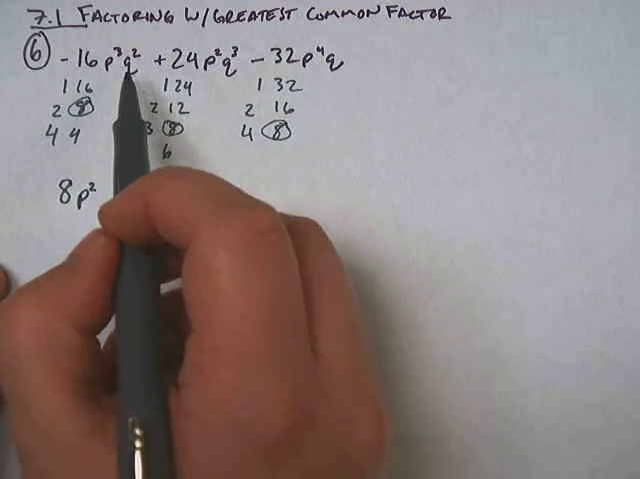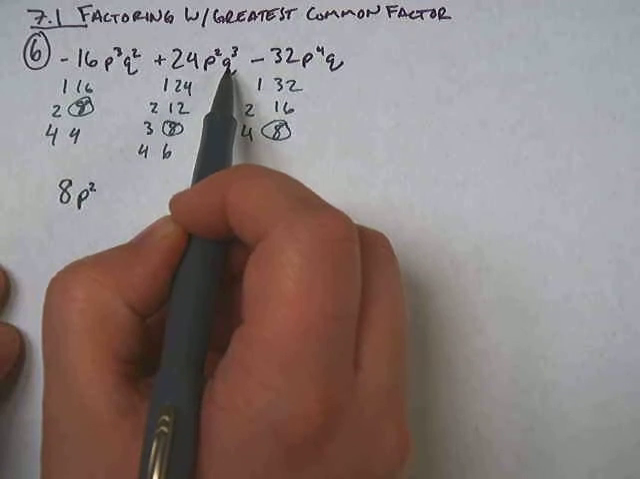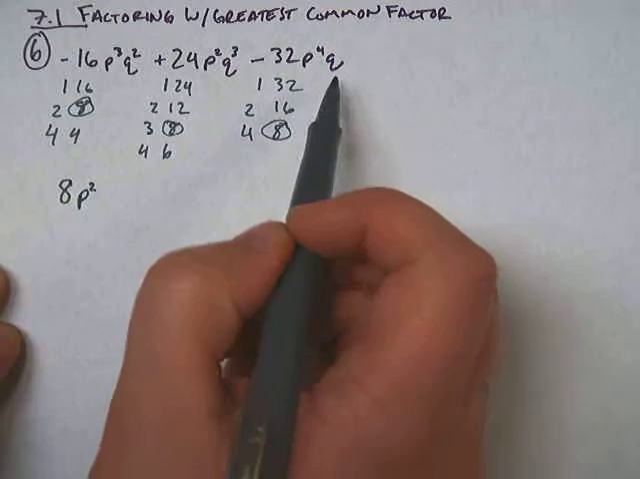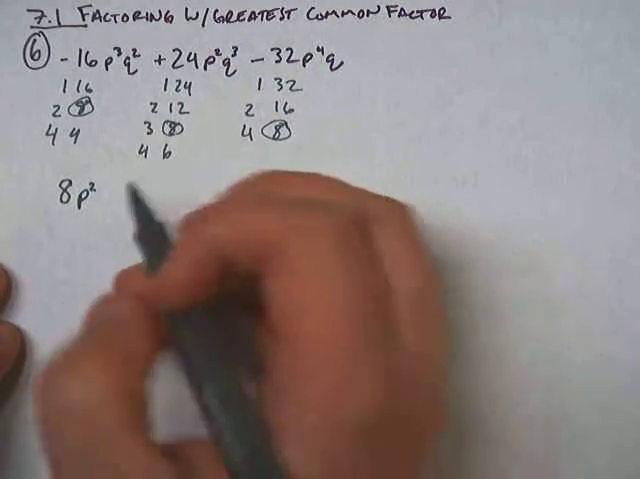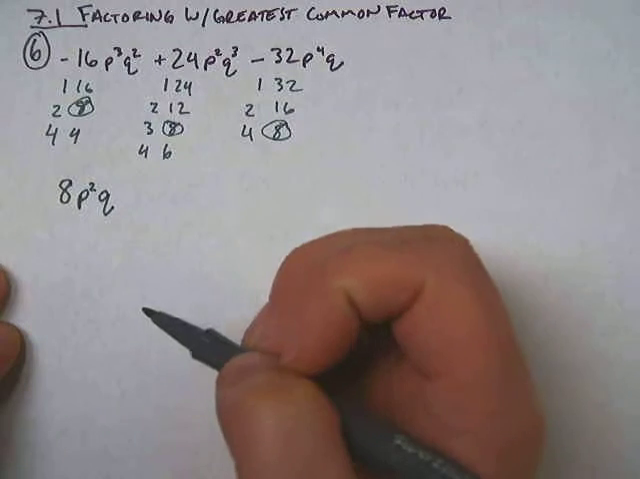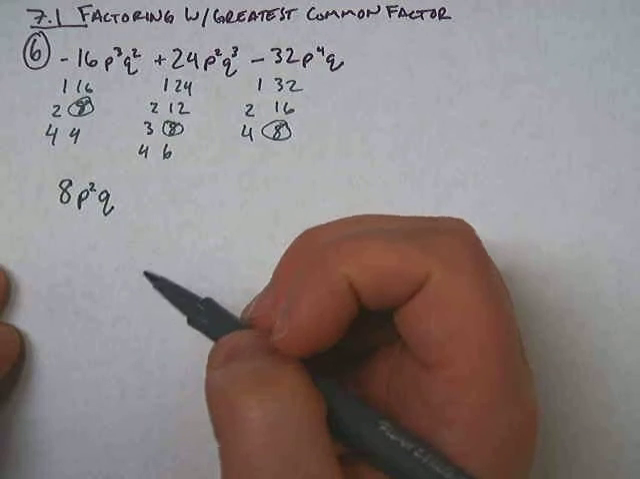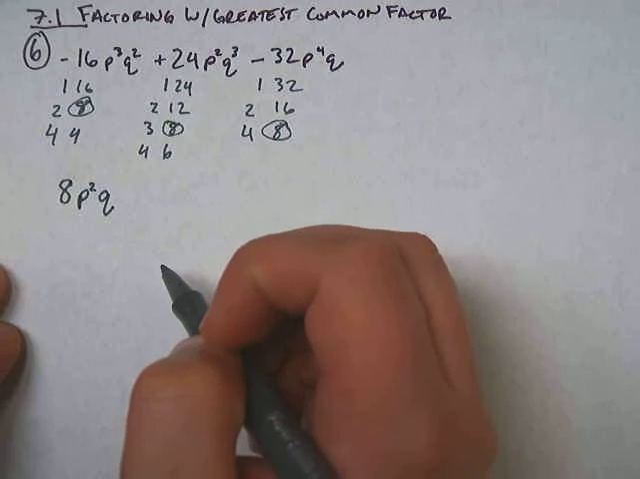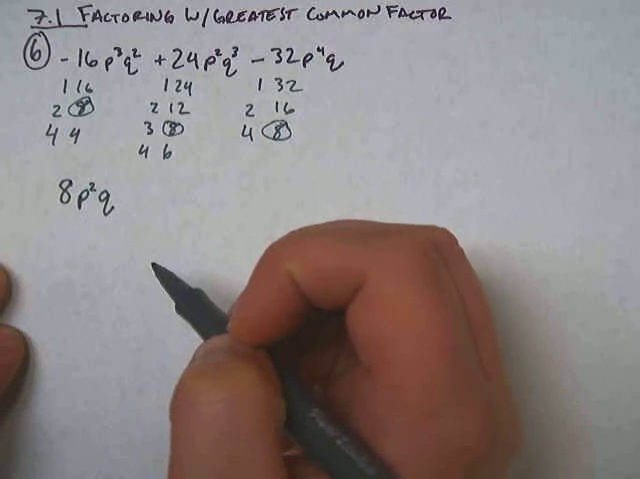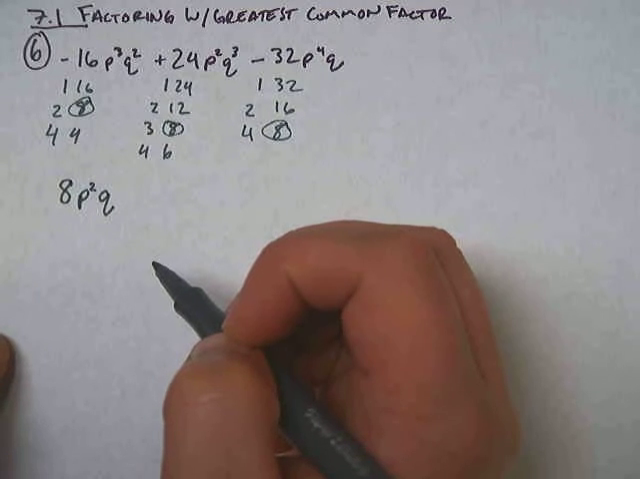Now we have to look at the q's. This has a q squared, this one has a q cubed, and this one has a q to the 1st power. So between these three, our q to the 1st power is the one that they all have in common. So that is part of our greatest common factor. So here's our greatest common factor. So we found that, and now we need to factor using our greatest common factor.